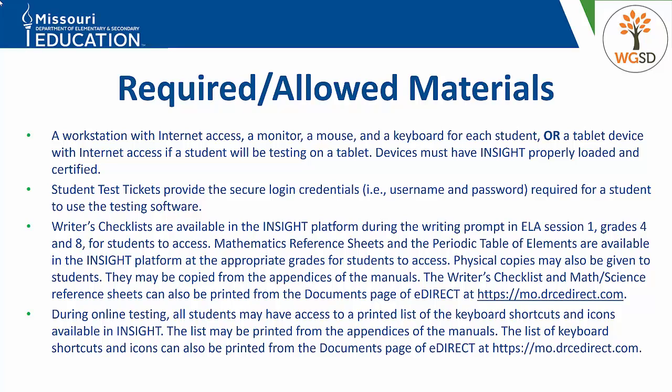Mathematics reference sheets and the periodic table of elements are available in the Insight platform at the appropriate grades for students to access. Physical copies may also be given to students. They may be copied from the appendices of the manuals. The writer's checklist and math science reference sheets can also be printed from the documents page of eDirect. The writer's checklists, the periodic table of elements, and the math reference sheets will be copied and delivered to each building. During online testing, all students may have access to a printed list of the keyboard shortcuts and icons. The list may be printed from the appendices of the manuals.